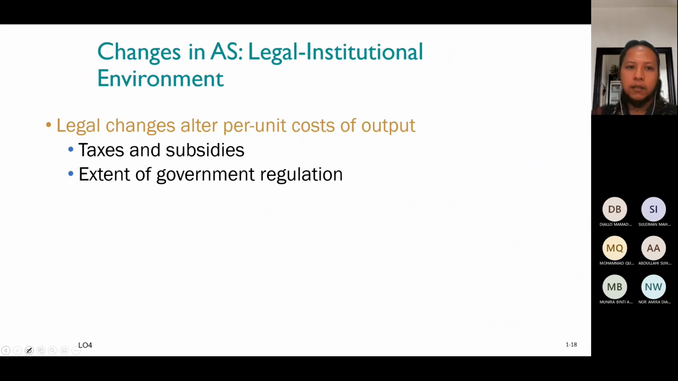Yeah, and then finally, in terms of the legal and institutional environment, as I mentioned just now, the cost of doing business related to tax, subsidies, and regulations will also influence the aggregate supply.